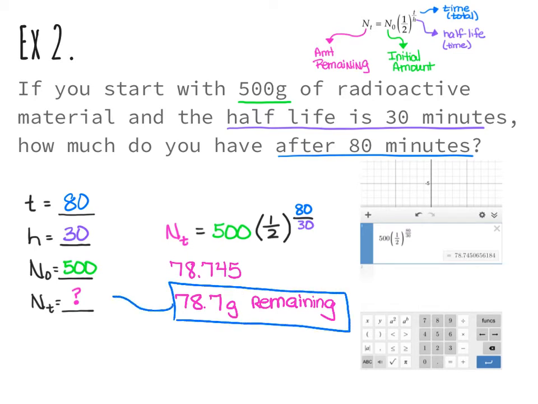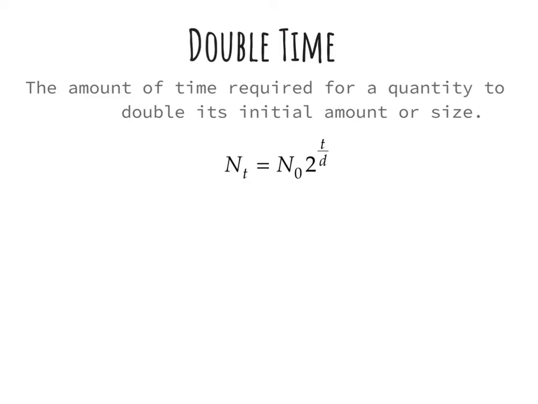And that is your N subscript T, your total remaining after the half-life. All right, so let's talk about doubling time. Doubling time is the amount of time required for a quantity to double its initial amount or size. So we're just going to talk about the formula real quick that we're going to use. A lot of it's very similar to the half-life, the N subscript T.